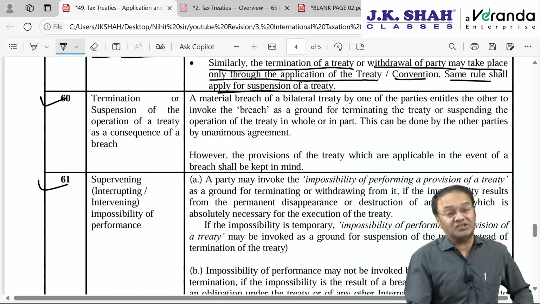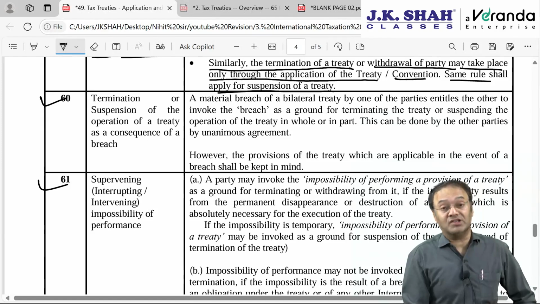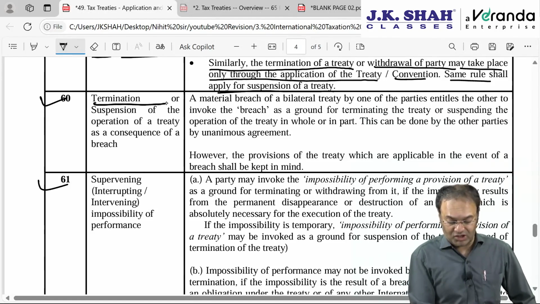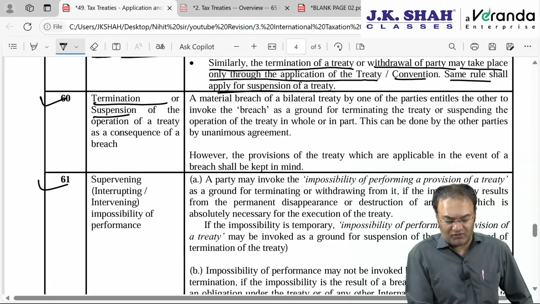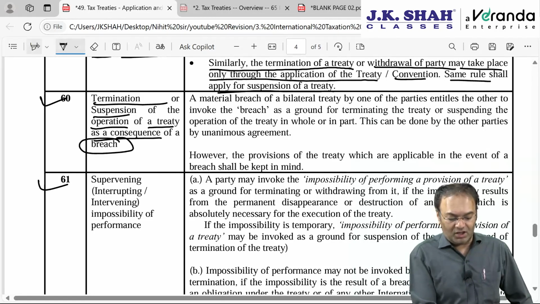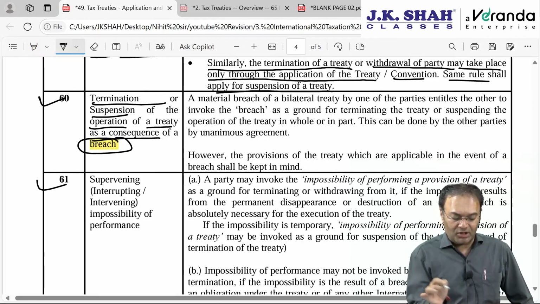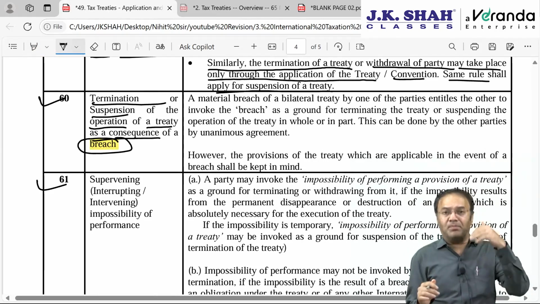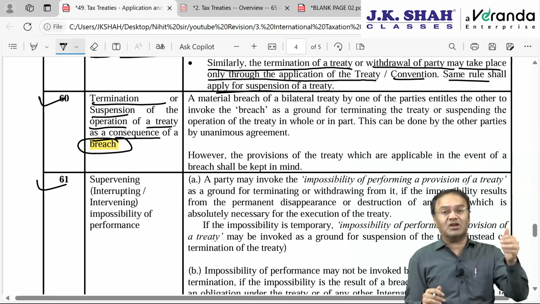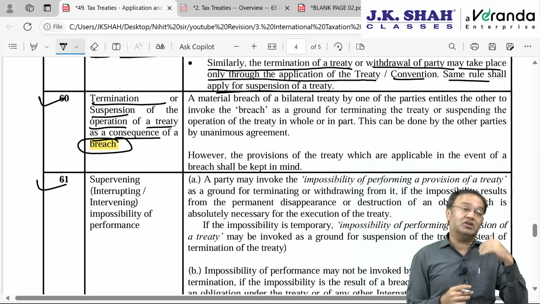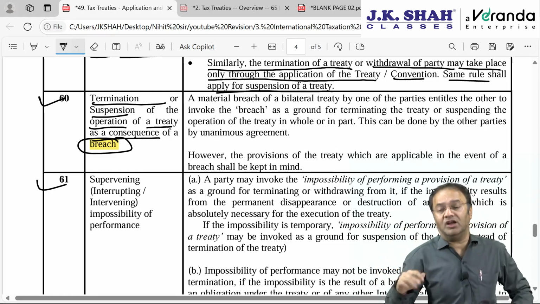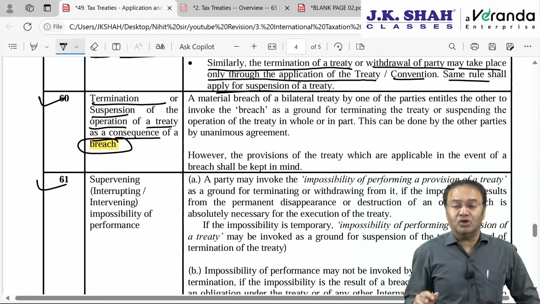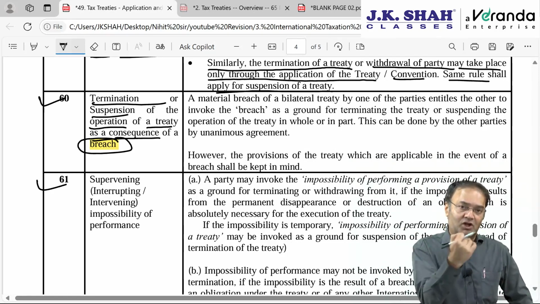So different reasons are given for what purpose a treaty can be terminated. There is termination of the treaty, and sometimes termination is not required, only suspension of the operation of the treaty as a consequence of a breach. Here the reason for terminating is breach. One party, the other party has breached some major condition of the treaty, then the first party can terminate the treaty on its own, unilaterally, without signature, without permission of the other party.